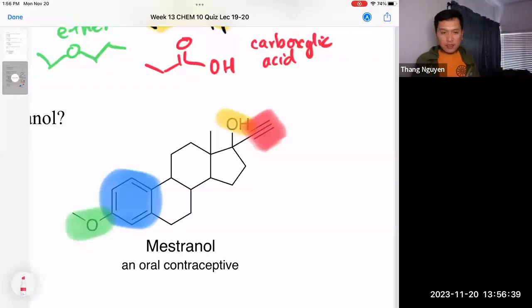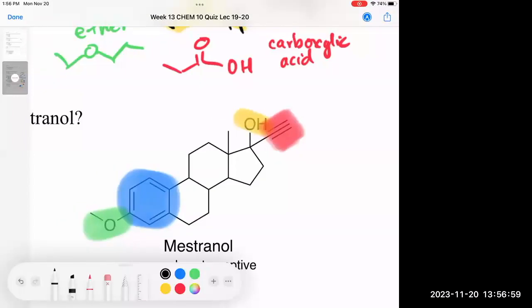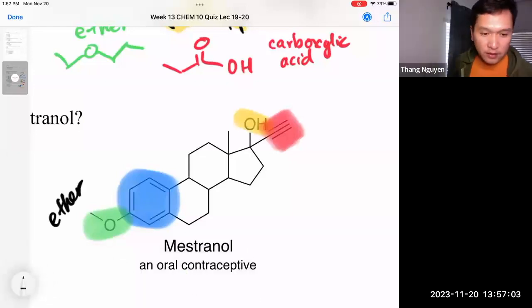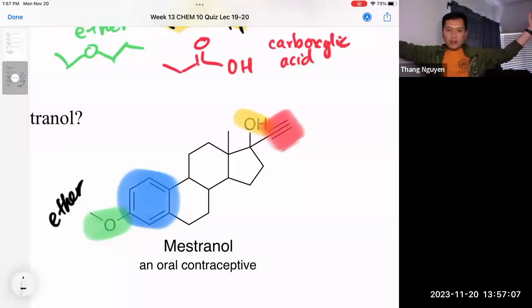So we just want to highlight the ones that are a little more exciting. Those 4 right there. Anyone want to shout out what you can recognize? The green, is that ether? Yes, very good. That one would be ether because of the oxygen connected to two random carbons, no carbonyls.